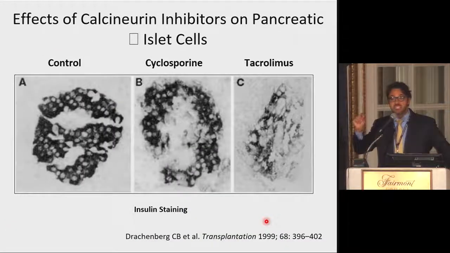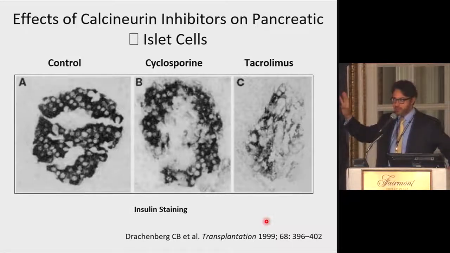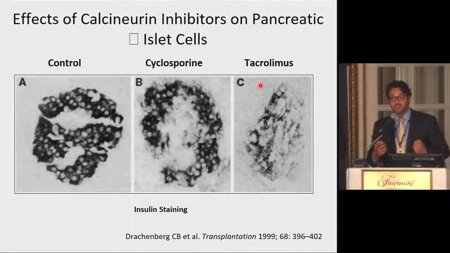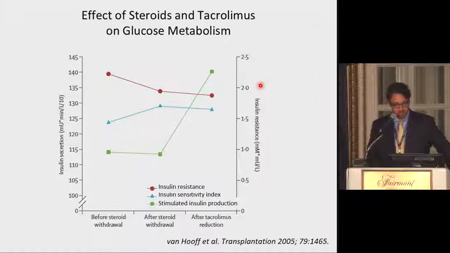So this is the effect of immunosuppression on insulin secretion that I wanted you to remember. And visually, I'm a very visual guy, so these are beta cells that have been cultured either with just medium, or with cyclosporin, or with tacrolimus. The black stuff is the insulin staining in these beta cells. Both cyclosporin and in particular tacrolimus inhibit insulin secretion from the pancreatic beta cells. So this is one of the main mechanisms by which they cause diabetes.